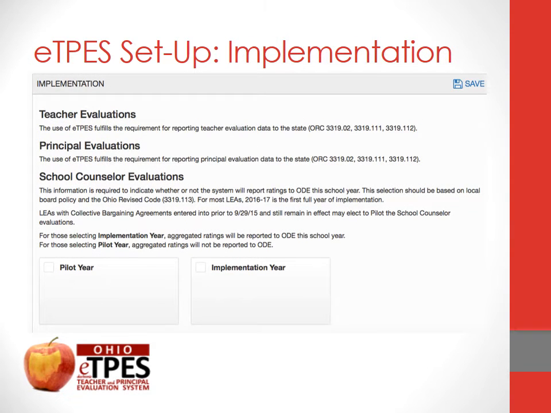Previously, when it comes to teacher and principal evaluation, it was possible that some districts may have been under a collective bargaining agreement that was in place prior to the implementation of the law. This is no longer the case, and all districts are implementing teacher and principal evaluation now. It is possible that districts may elect to pilot the Ohio School Counselor Evaluation System only if the district has a collective bargaining agreement entered into prior to September the 29th, 2015, and that collective bargaining agreement is still in effect.